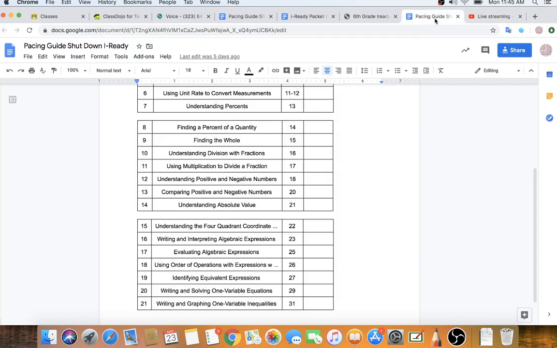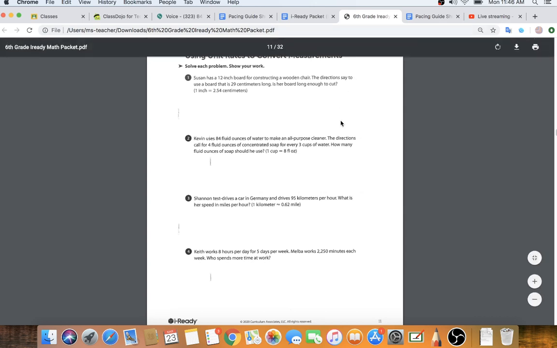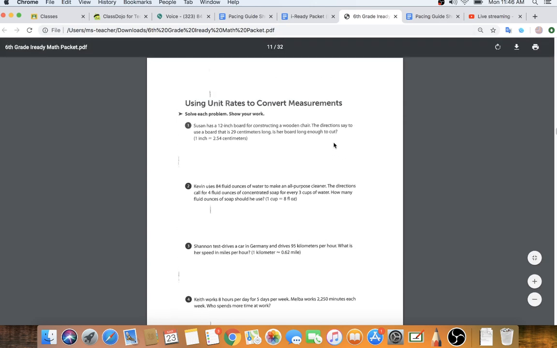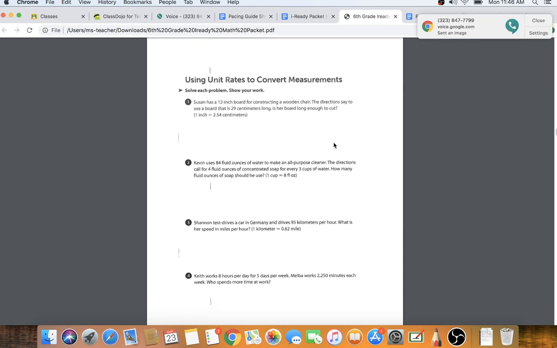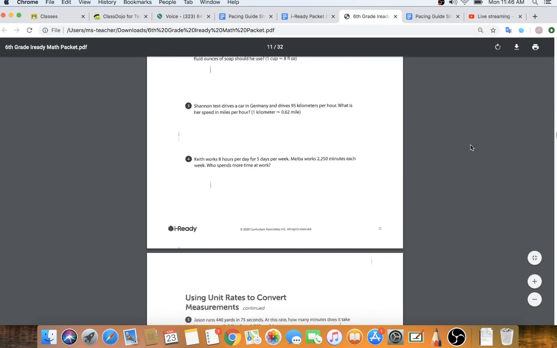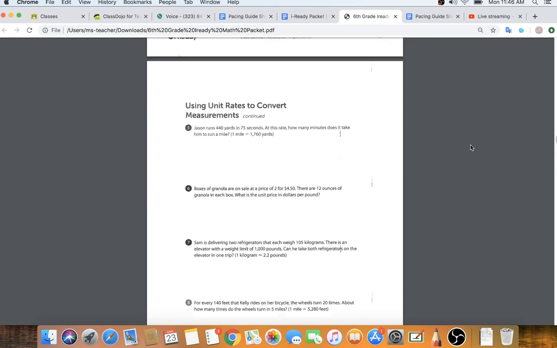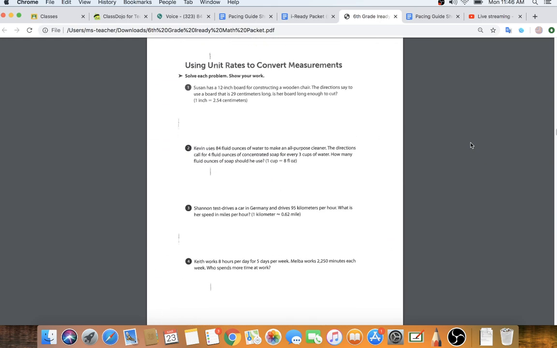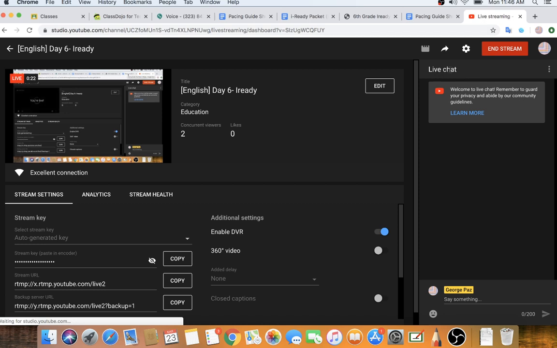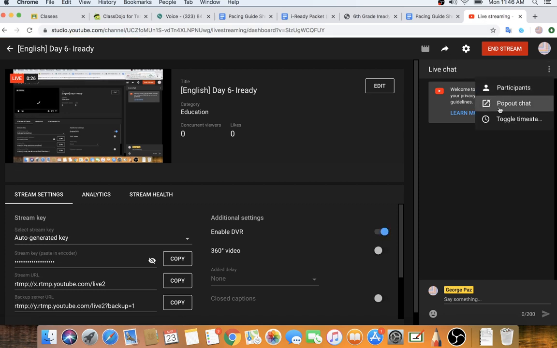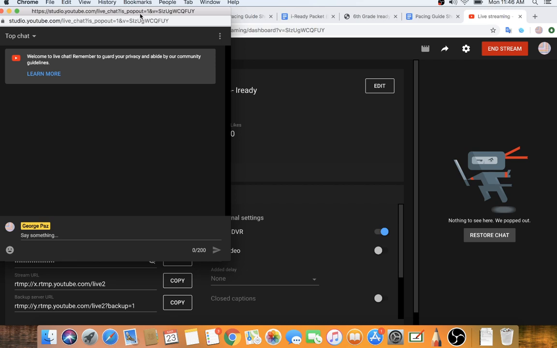Okay, this one is for day 6. Today is Monday, but this one's for day 6. Using unit rates to convert measurements, pages 11 and 12. So it's page 11, which is this one, using unit rates to convert measurements, and then page 12. A lot of problems for today, but we're going to do the first 4 right now.